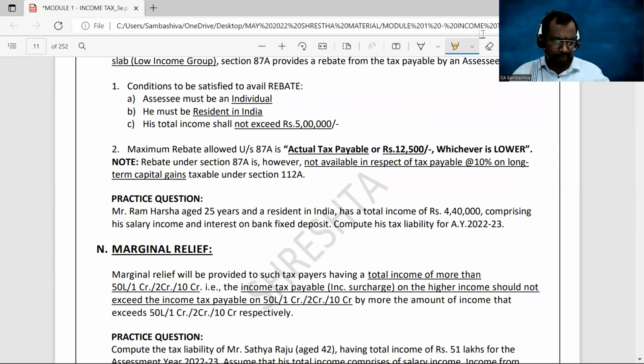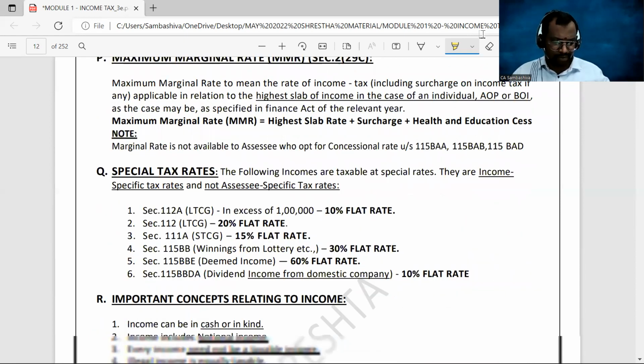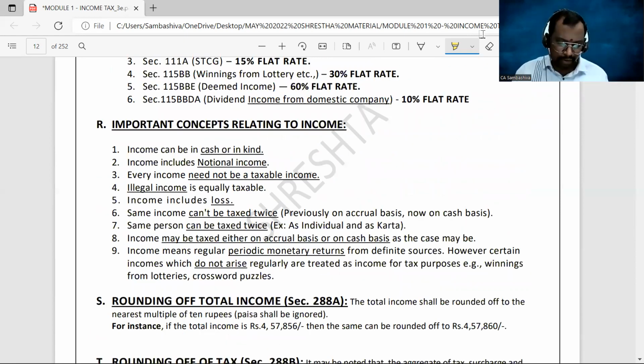Components of income we have discussed. Yeah, important concepts relating to income.